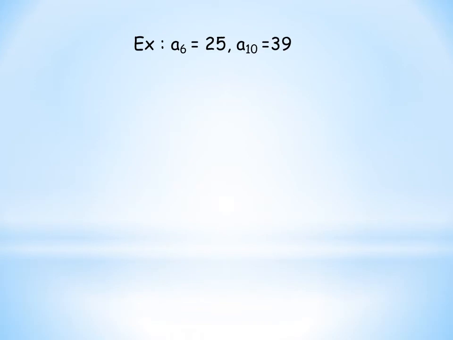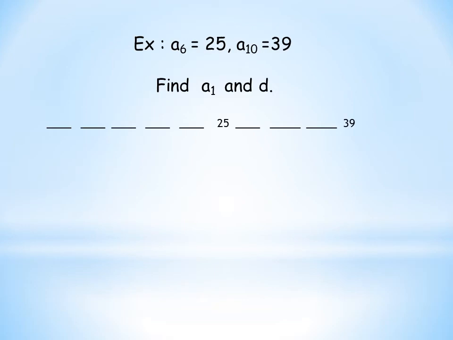Let's look at another example. Here, they tell me that A6 is 25 and A10 is 39, but I don't know what A1 is, and I don't know what the common difference is. And those are the two things that they want us to find. So let's think about what this is saying. You have 5 numbers before 25, because 25 is the 6th term. And then you have a couple more numbers, and then the 10th term is 39. We can think about this piece of our sequence as being the first part of our sequence. We could call 25 A1, and then if I called 25 A1, then 39 would be A5.